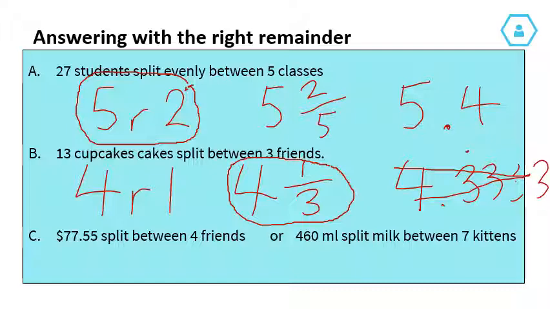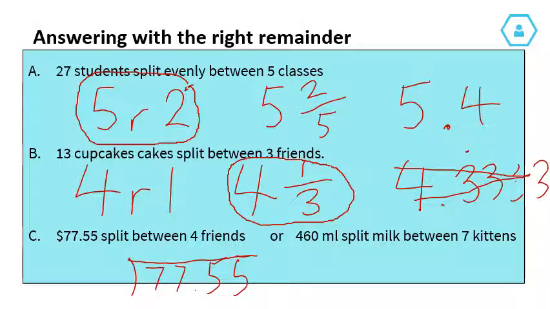Lastly, we have a dollar amount here, so $77.55 split between 4 friends. Now to do this, I haven't even solved this one yet. $77.55. Immediately, when I'm dealing with money, I generally don't want to be involving fractions.